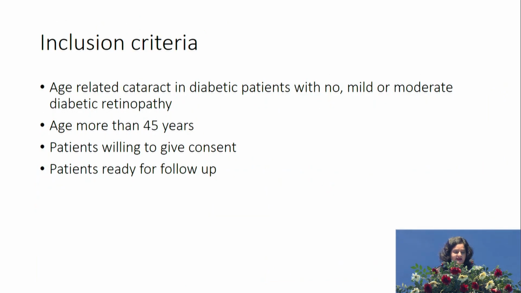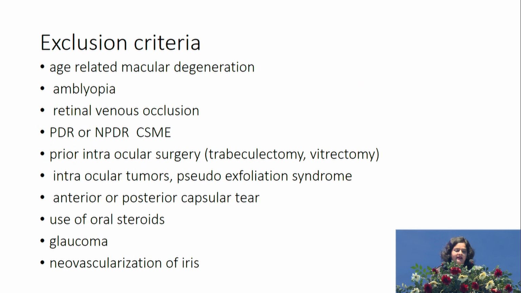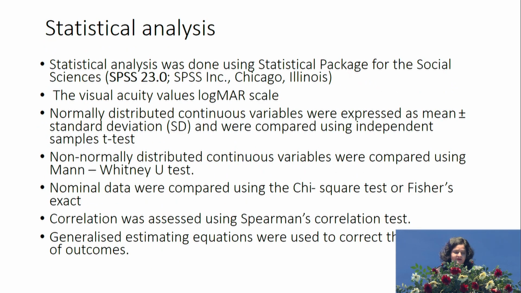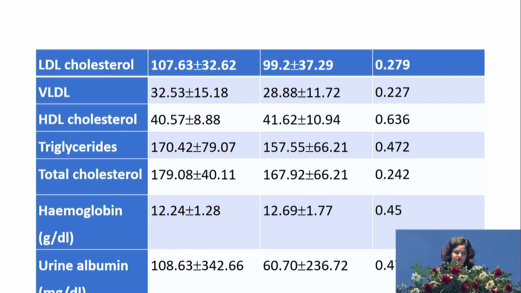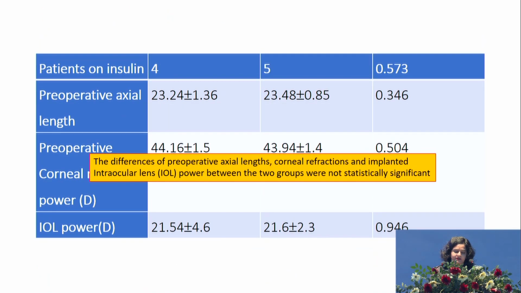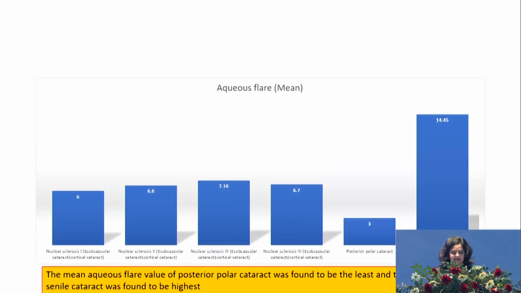Inclusion criteria were age-related cataract in diabetic patients with age more than 45 years, patient willing to give consent and ready for the follow-up. Exclusion criteria were any other ocular disease which might hamper visual acuity. Statistical analysis was done with SPSS 23. The demographic and laboratory parameters were comparable between the two groups. The differences in preoperative axial length, corneal refraction, and implanted intraocular lens power between the two groups were not statistically significant.